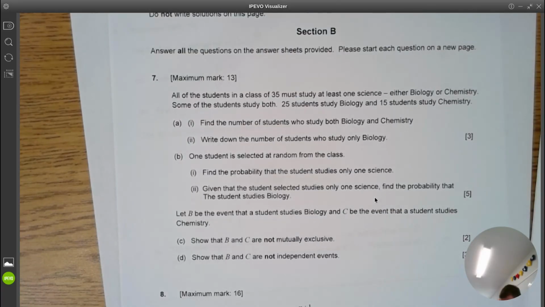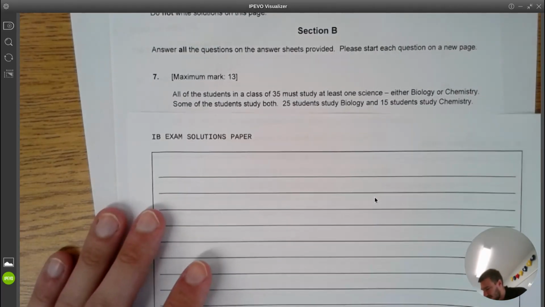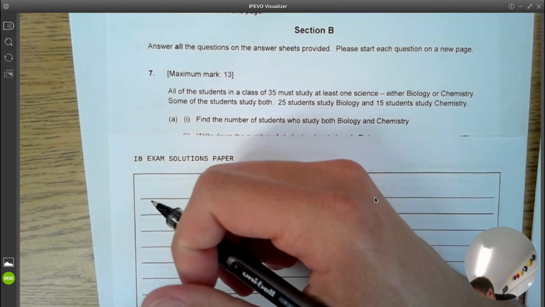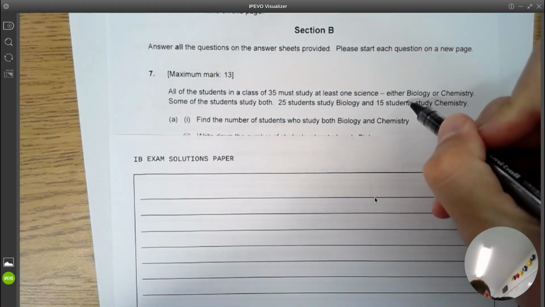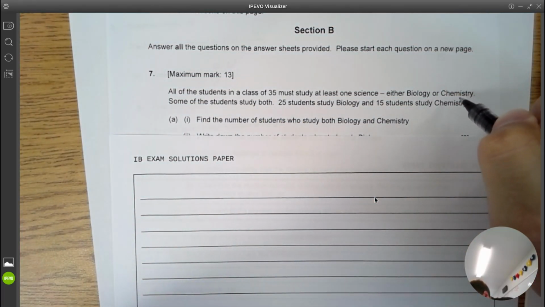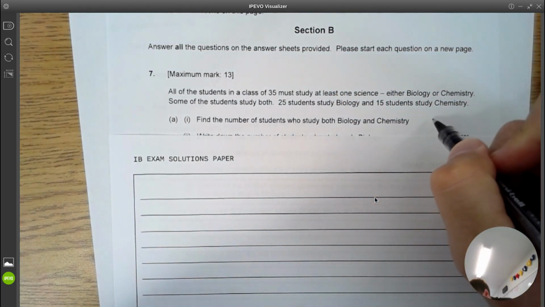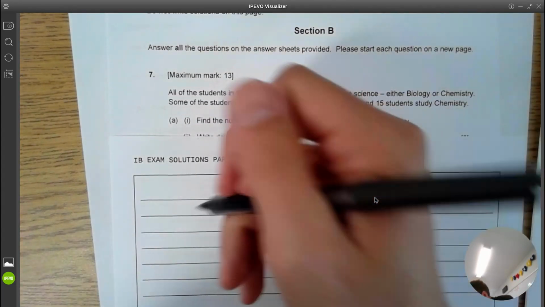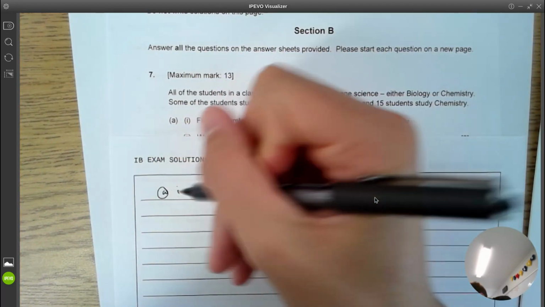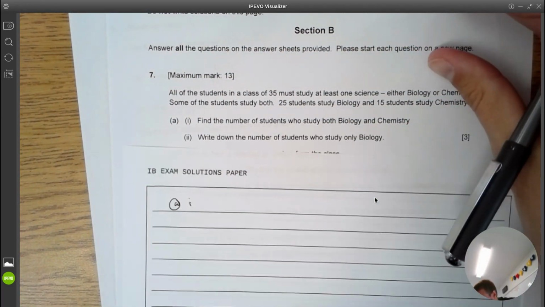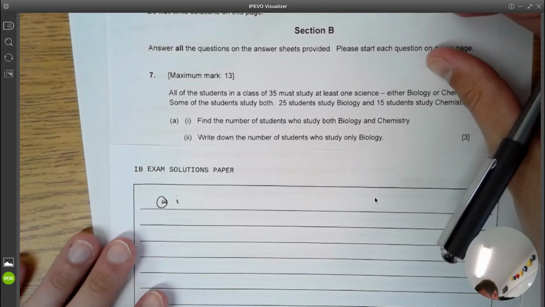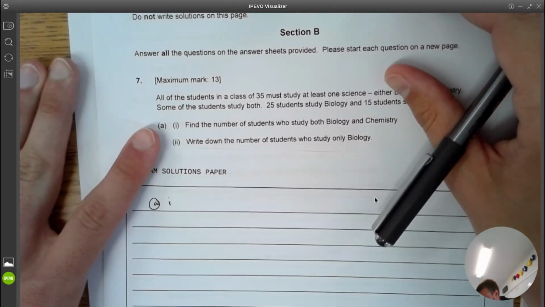In there. All right. All the students in a class of 35 must study at least one science, either biology or chemistry. Some students study both. 25 students study biology and 15 students study chemistry. A, part 1, find the number of students who study both biology and chemistry.